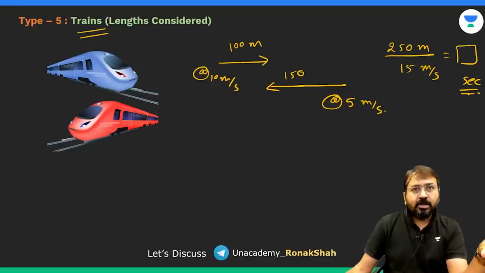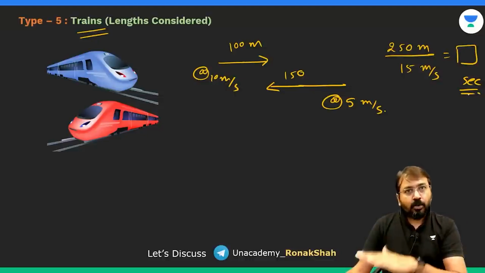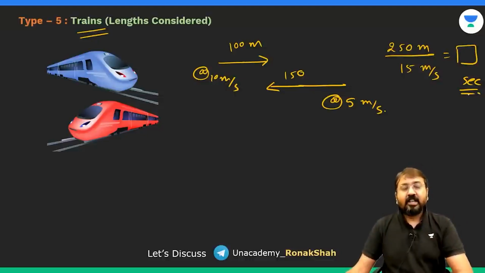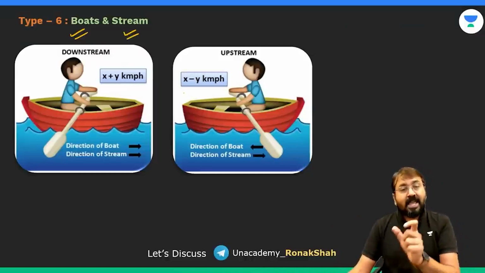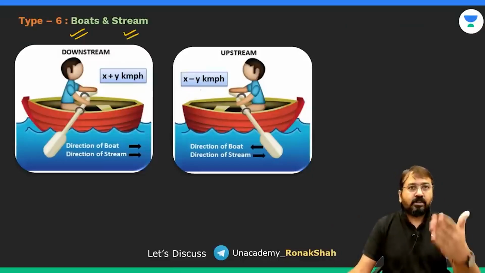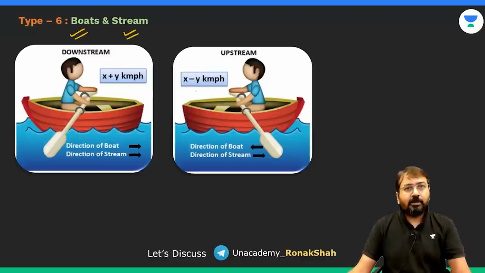So I'm sure you would be aware of this concept, and we'll look at the question based on this. So this is the 5th variety, and the last variety is boats and stream. In boats and stream, you know that when you drive your boat in the direction of the current, that situation is called downstream, and the effective speed will be the sum of the speed of boat and river. Similarly, if you drive it against the current of the river, then it will be upstream. So you know this formula, and we'll look at the questions that are being asked in the CAT exam, so that you can practice those varieties.